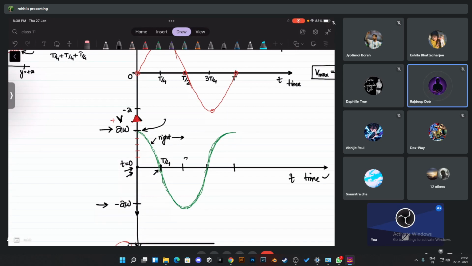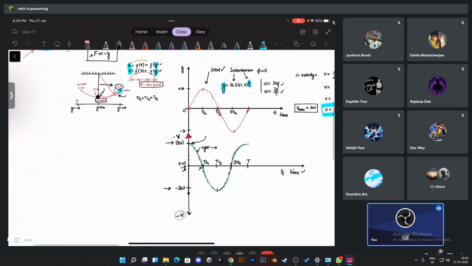Yes, sir. Okay. So if I tell you the time, now you should be able to tell me the velocity at any time. This is not 3t by 4, sorry, this is t by 2. Here it is going to be 3 times t by 4, and here it is going to be capital T. This is what's going to happen.